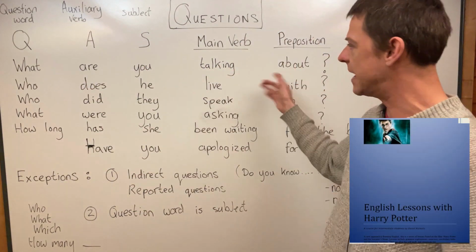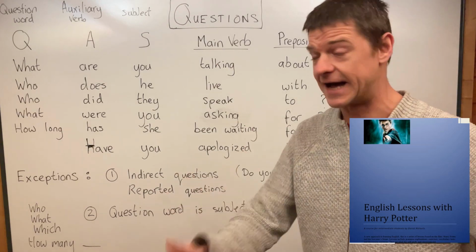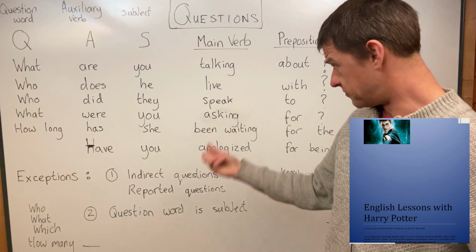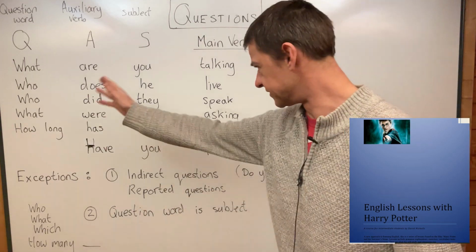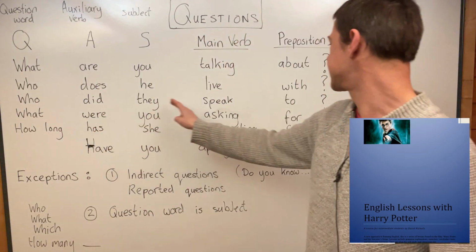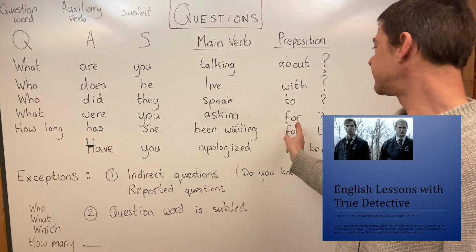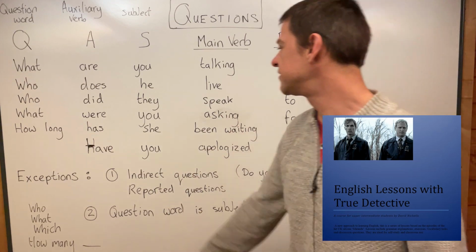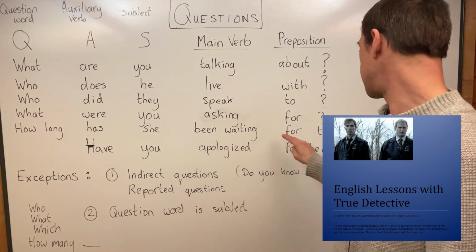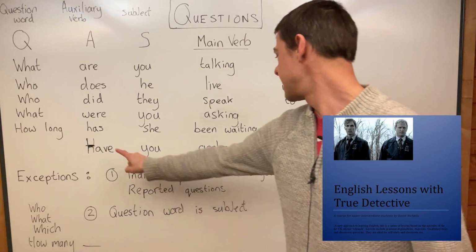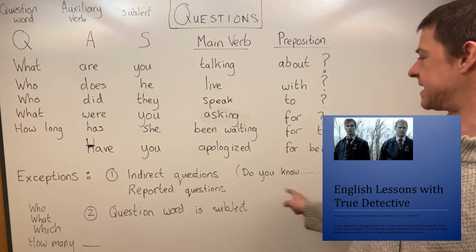What are you talking about? Present continuous, yeah, right now. Who does he live with? This is every day, every week, so present simple. Who did they speak to? Past simple. What were you asking for? Past continuous. How long has she been waiting for the bus? Present perfect continuous. And have you apologized for being late?